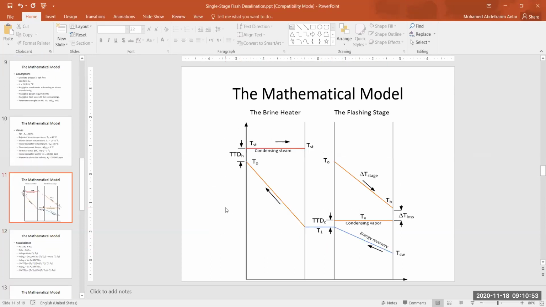This temperature profile is extremely important. I'm saying it now that every one of you should be able to sketch this temperature profile. This is what happens in the brine heater, and this is what happens in the flashing stage. In the brine heater, you have steam coming from the power plant. It's coming as saturated vapor, leaves as saturated liquid. So it's a condensation of the steam at constant temperature.